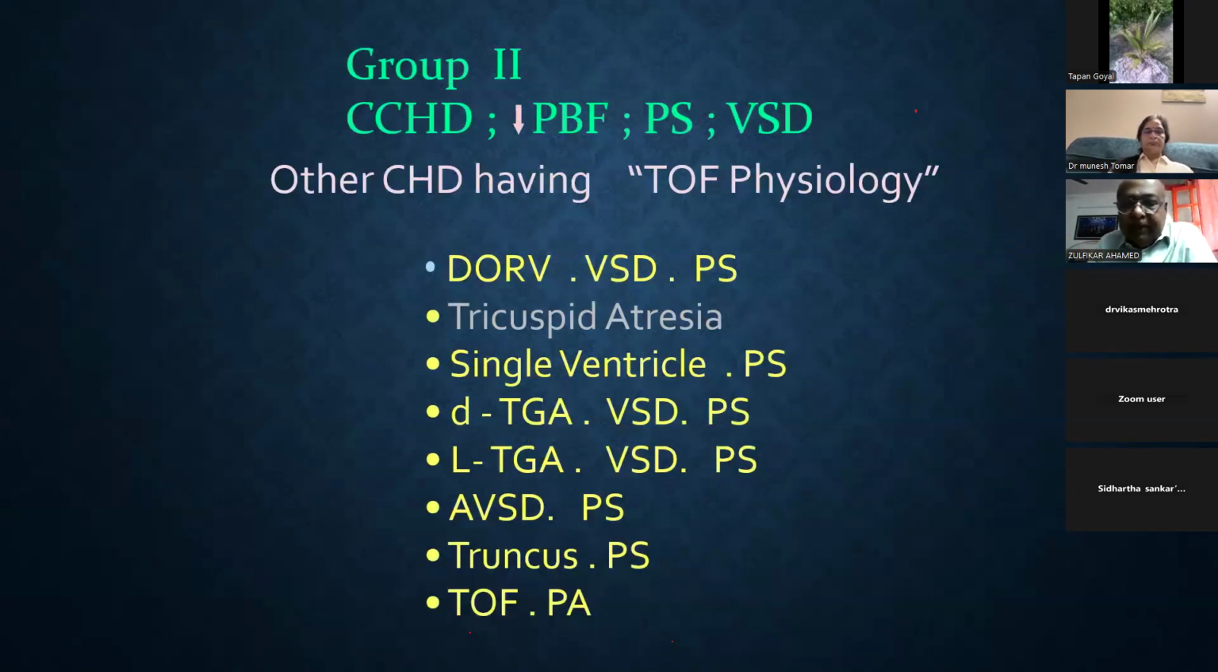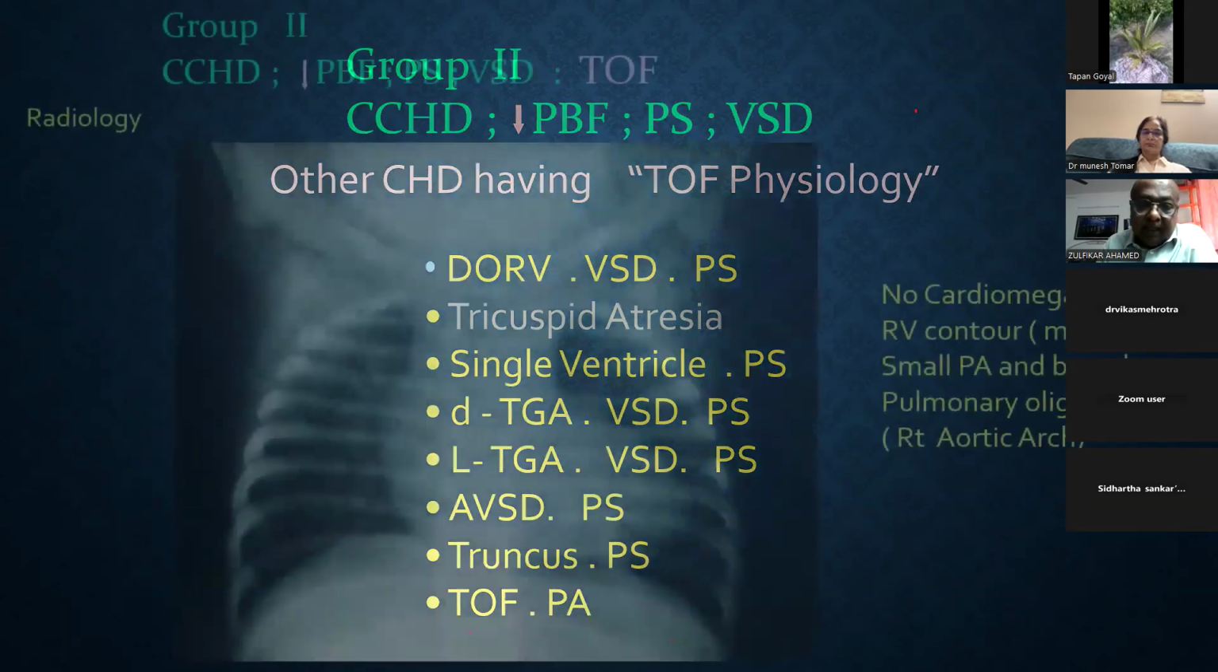Now, we must look at conditions where you have a large VSD with pulmonary stenosis, which we call a TOF physiology for our convenience. There are many conditions having this TOF physiology. Number 1 would be a double outlet right ventricle VSD PS, a single ventricle PS, DTGA VSD PS, LTGA, AVSD, everything with a pulmonary stenosis. And you have noticed that I have deliberately kept tricuspid atresia separate in a different color. The reason I will tell you a little later.